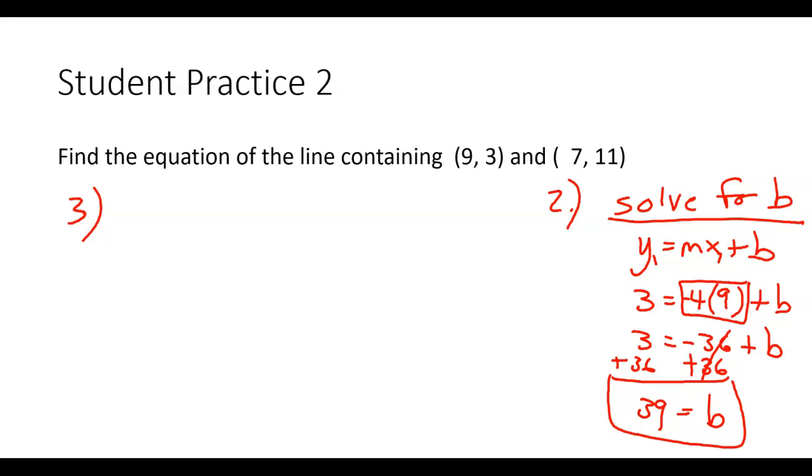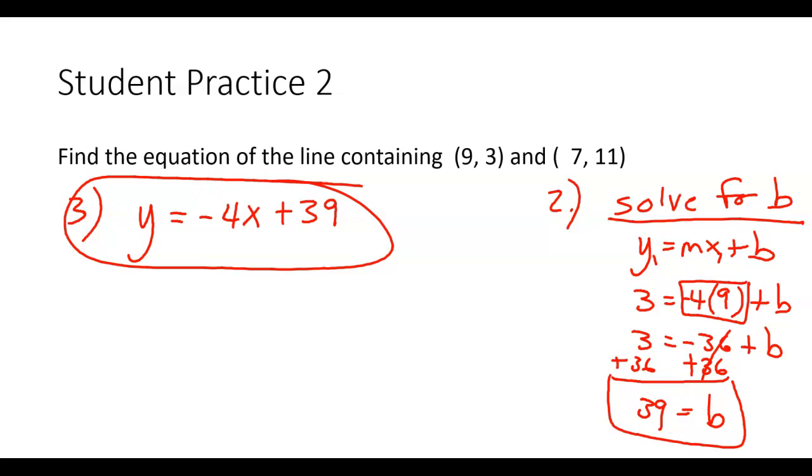All right, so number 3, our equation is... What was my slope? I forget. -4. It was -4? And then plus 39. And that's the answer there. So you take your answer from step 1 and you put it next to the x. You take your answer from step 2 and you put it at the end, and there's your equation line. So we're finding our equation from 2 points, and there it is.